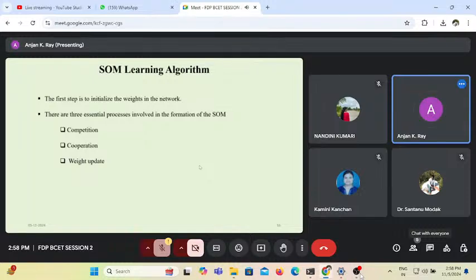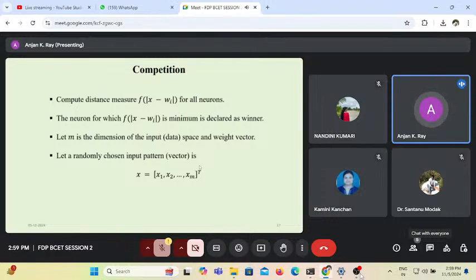So overall, this self-organizing map learning algorithm has three steps: competition, cooperation, and weight update. In the first phase, the competition, each neuron competes with each other to become the nearest to the given input sample. So the neuron for which this distance is minimum is declared as the winner neuron.